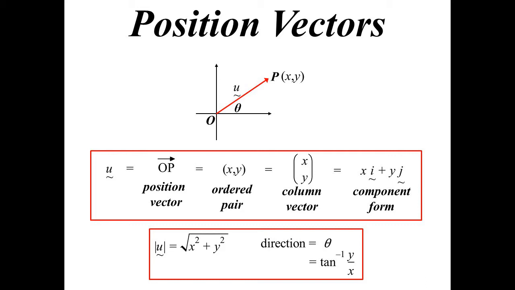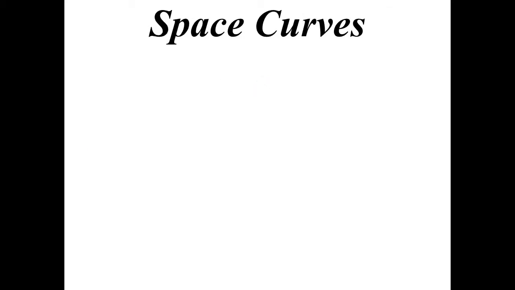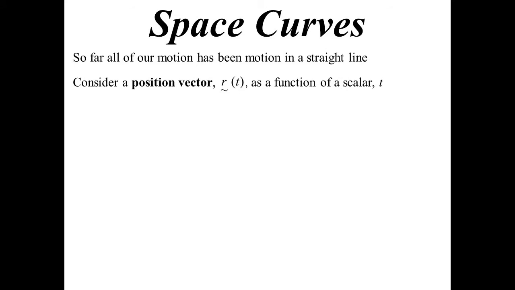I'm going to just introduce this new idea of what's called space curves. So all the motion we've looked at so far has been in a straight line. Let's just consider a position vector. It's going to be a function of time, so scalar t. And so there's our vector. So again, we'll start at O, and it's going off there to P. Now, as time changes, because this is now a function, the vector will change its position, and it will scribe out what's called a space curve.